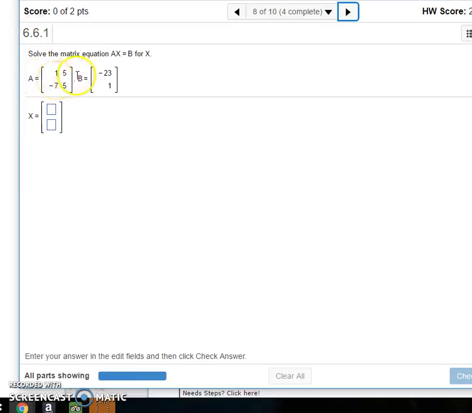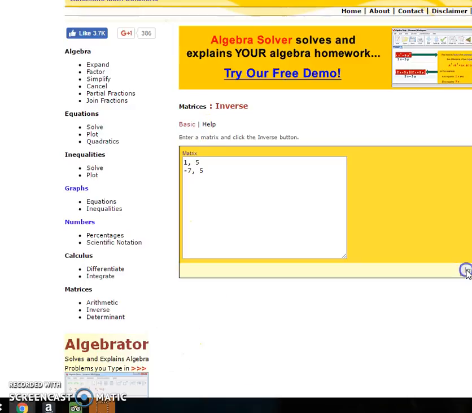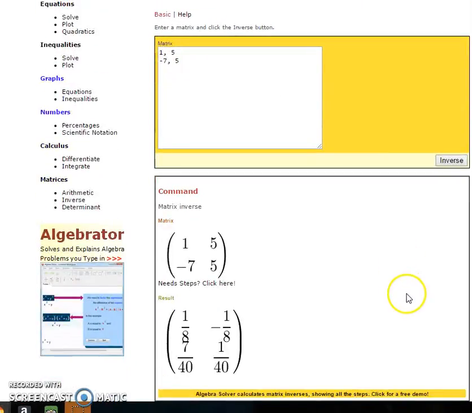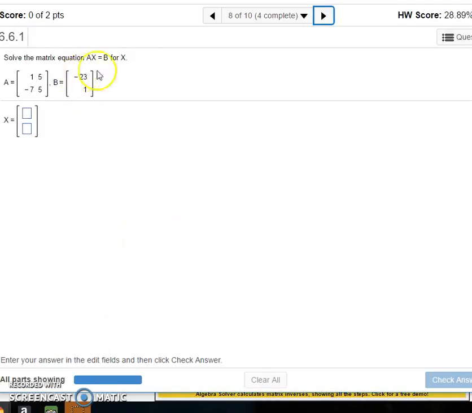So we have 1, 5, negative 7, 5. So I'm going to go back to my matrix: 1, 5, negative 7, 5. And so that's the piece we have. I'm going to calculate the inverse. I click on my inverse button. And then I'm going to come down, and this is the inverse of that matrix. I then need to multiply the inverse of A times my B in order to get X by itself.